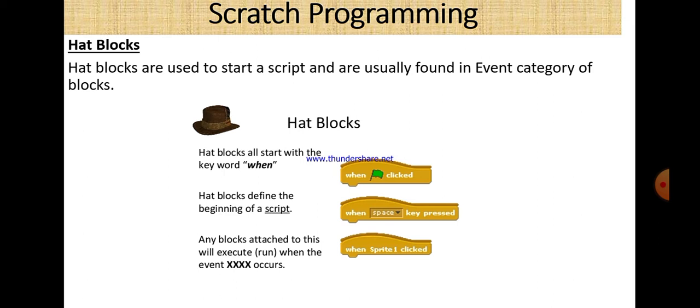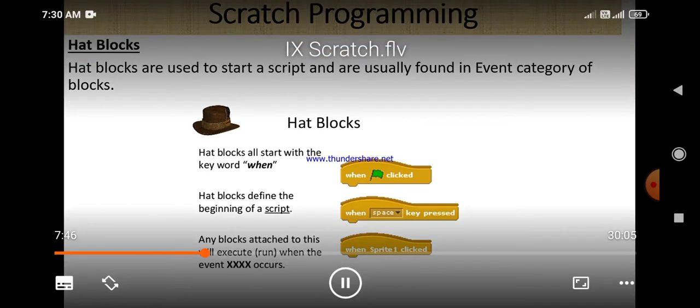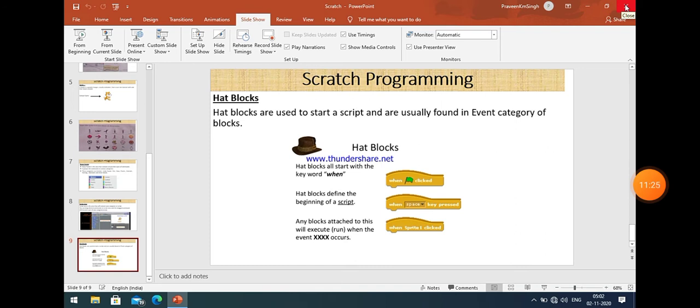Head blocks start with the keyword when. You can easily see that when, after that a flag sign is here, then clicked. And different types of head blocks are available here. Second is when space key pressed, when sprite 1 clicked. Normally we use when flag clicked. So when we click on the flag symbol, then our program is going to be executed. That is the use of head blocks. That is our first command. Always remember that we always start our program by using a head block.